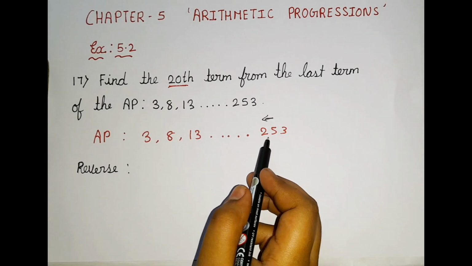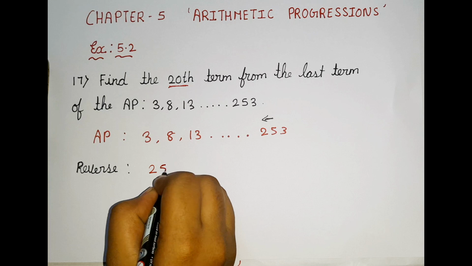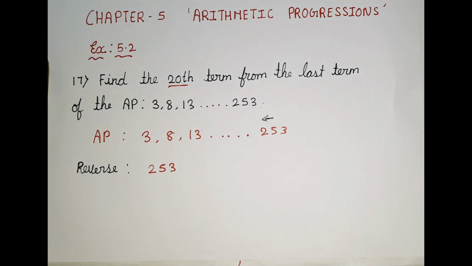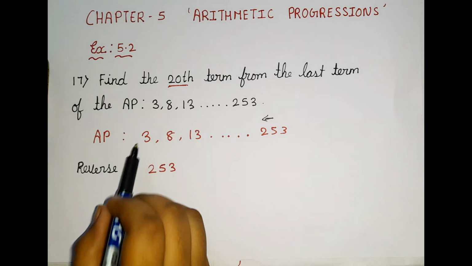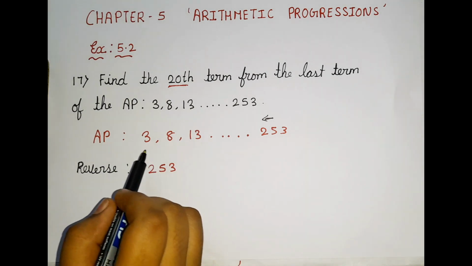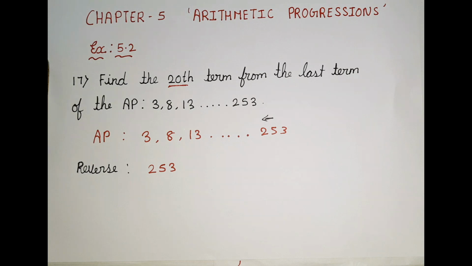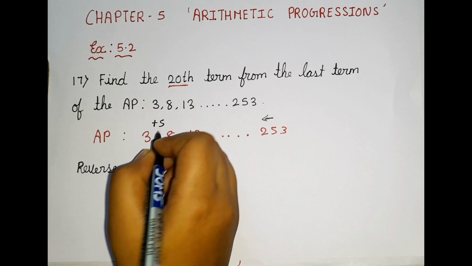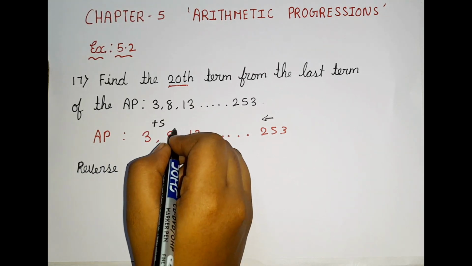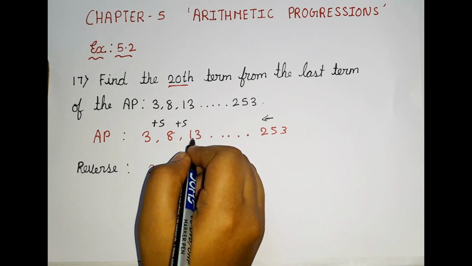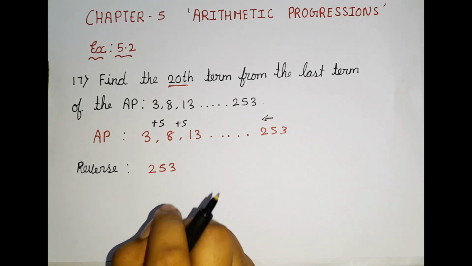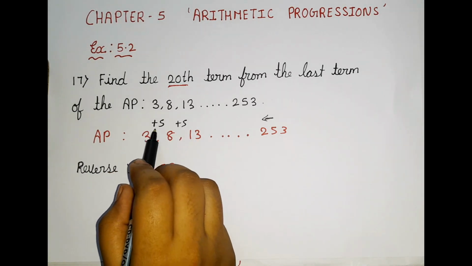First, what is the last term here? The last term is 253. According to this AP, what is the common difference, guys? 8 minus 3 is 5, isn't it? When we add 5 to 3, we get 8, and when I add 5 to 8, we get 13. Likewise, we get the values. So the common difference is plus 5.